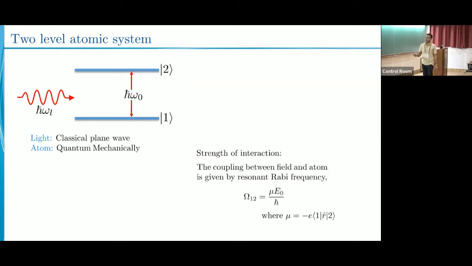The next thing that comes when we do quantum optics is omega. This is basically the Rabi frequency. It shows the strength of the interaction. Basically, mu is the dipole moment between these two states, and E is the electric field. This shows the strength. This is the Rabi frequency.